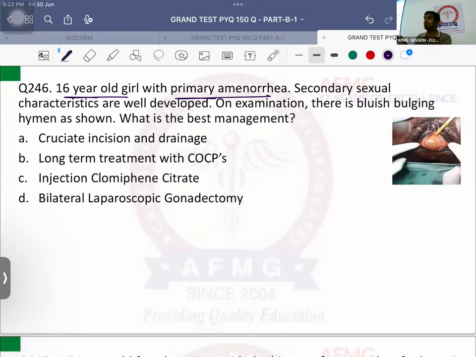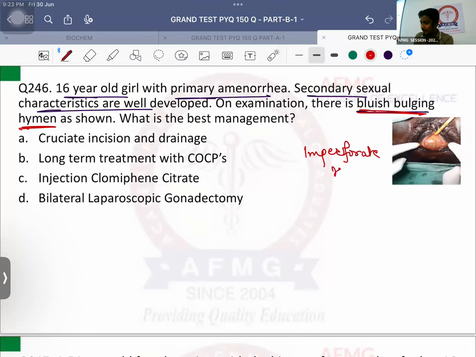246, a 16-year-old girl with primary amenorrhea. Primary amenorrhea means menses never started. Okay, secondary sexual characteristics are well developed. Okay, on examination, there is a bluish bulging hymen. Isse easy kya hi chahiye? It is a case of imperforate hymen.